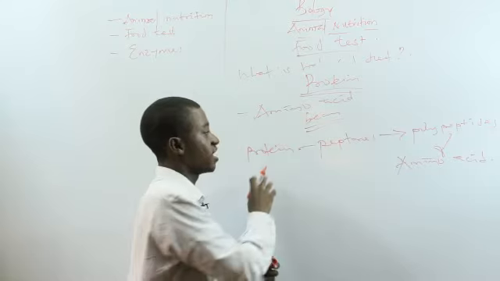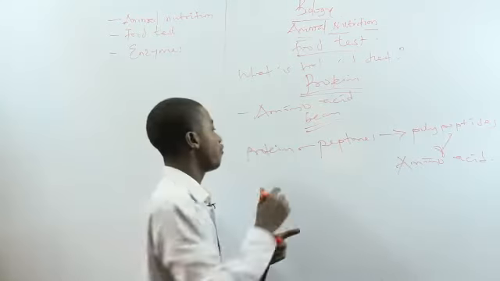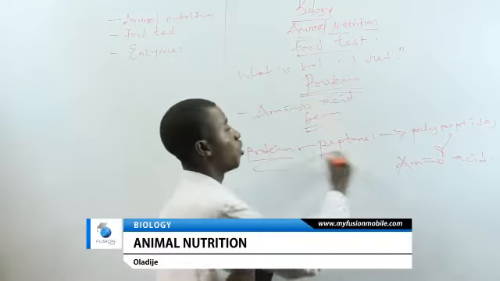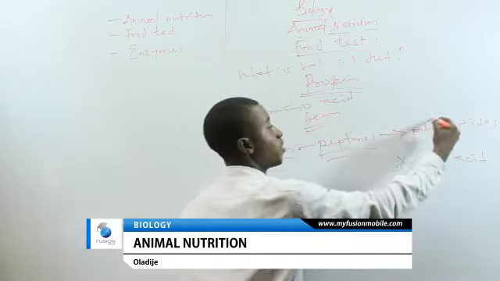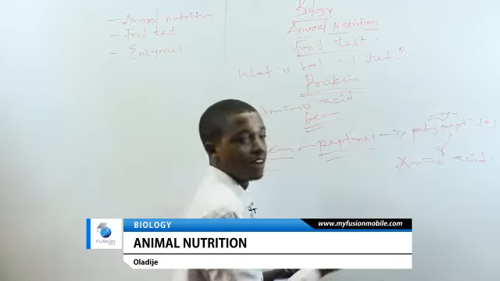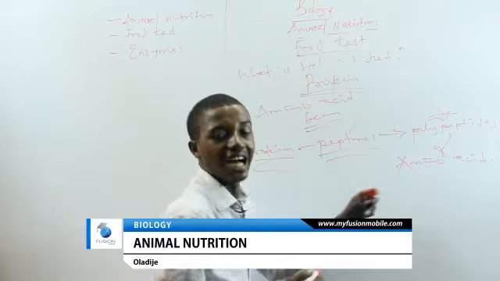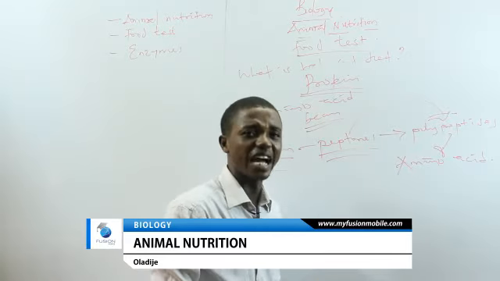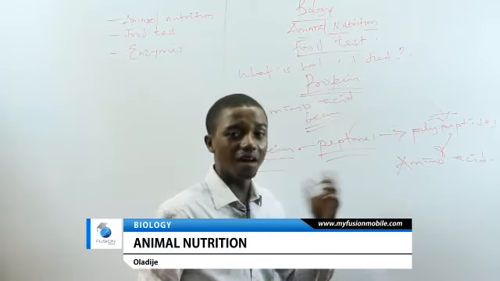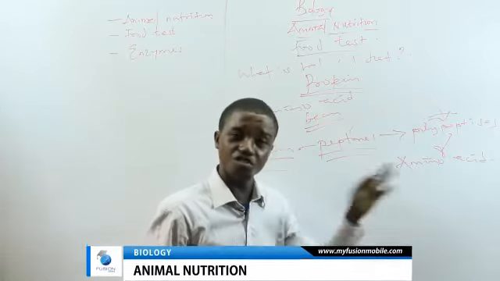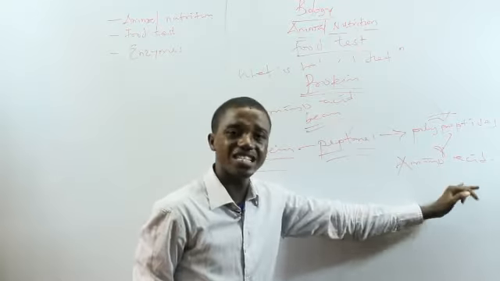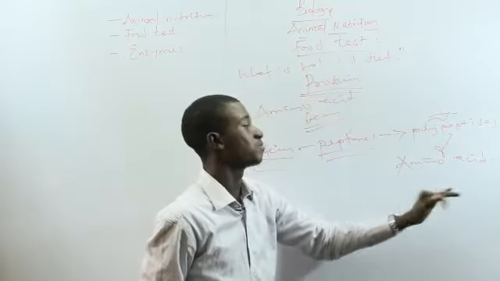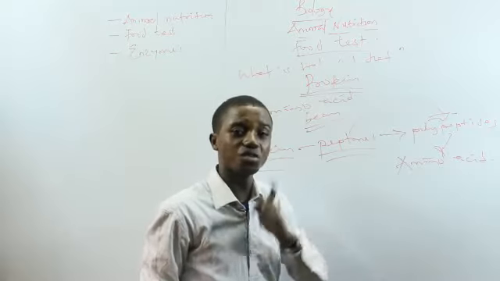You take your beans, from the normal form of the protein, it will be broken down into peptones. From peptones, it will be broken down into polypeptides. Then from polypeptides, we will now have the what? The amino acid. So the smallest unit of protein is what? Amino acid. The functional unit of protein is what? Amino acid. You need to take note of this.